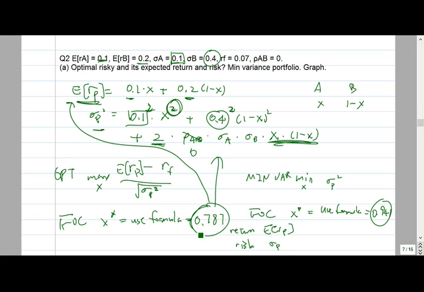So substituting these two numbers, you'll get the return and risk of these two portfolios, and then you can plot those two points. This is the optimal one, this is the mean variance one. And then in the smallest possible diagram, the efficient frontier will look like this, and the risk-free and this optimal should be tangent to each other.